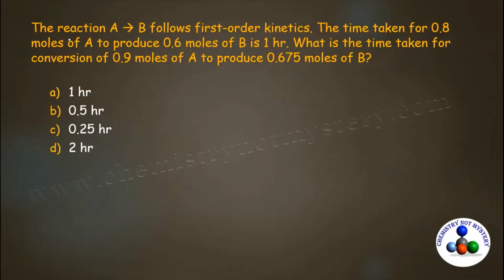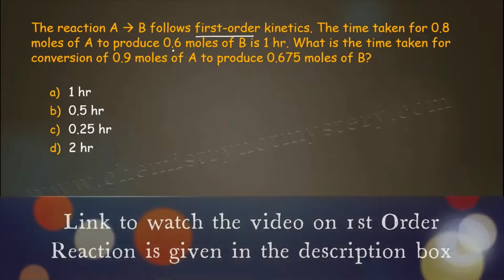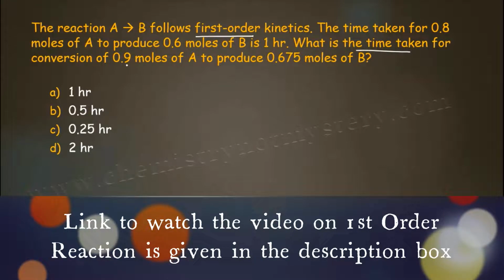Now come to the next question. The reaction A gives B follows first order kinetics. Time taken for 0.8 moles of A to produce 0.6 moles of B is 1 hour. What is the time taken for the conversion of 0.9 moles of A to produce 0.675 moles of B?